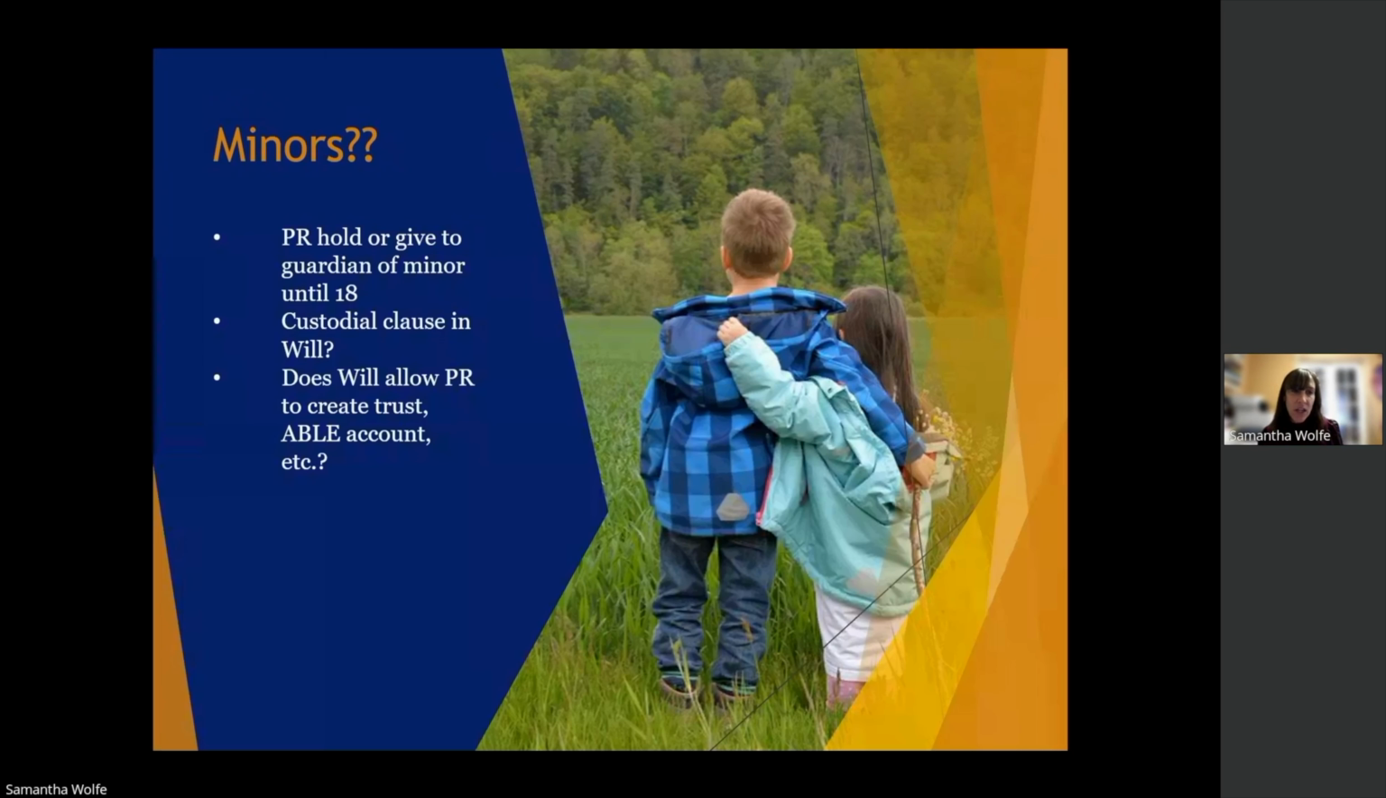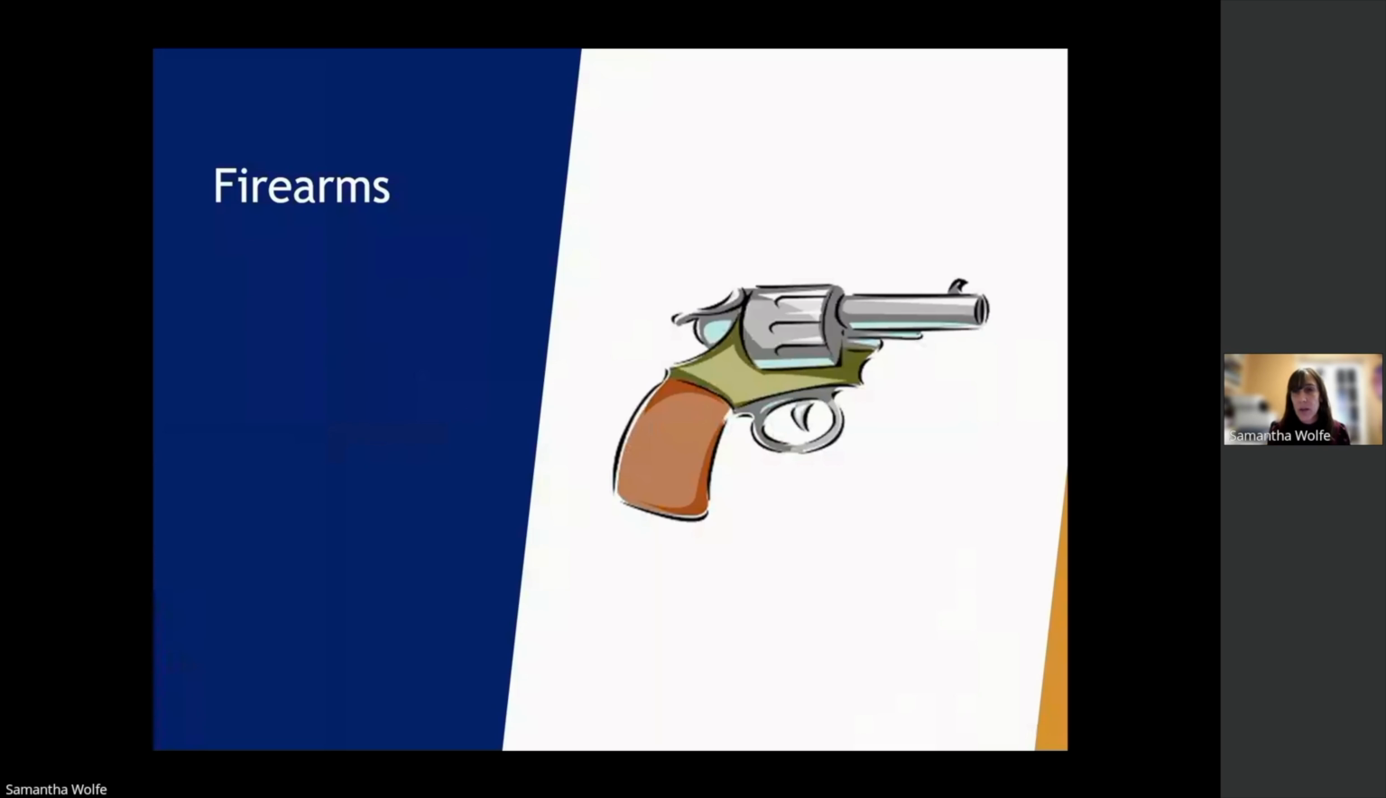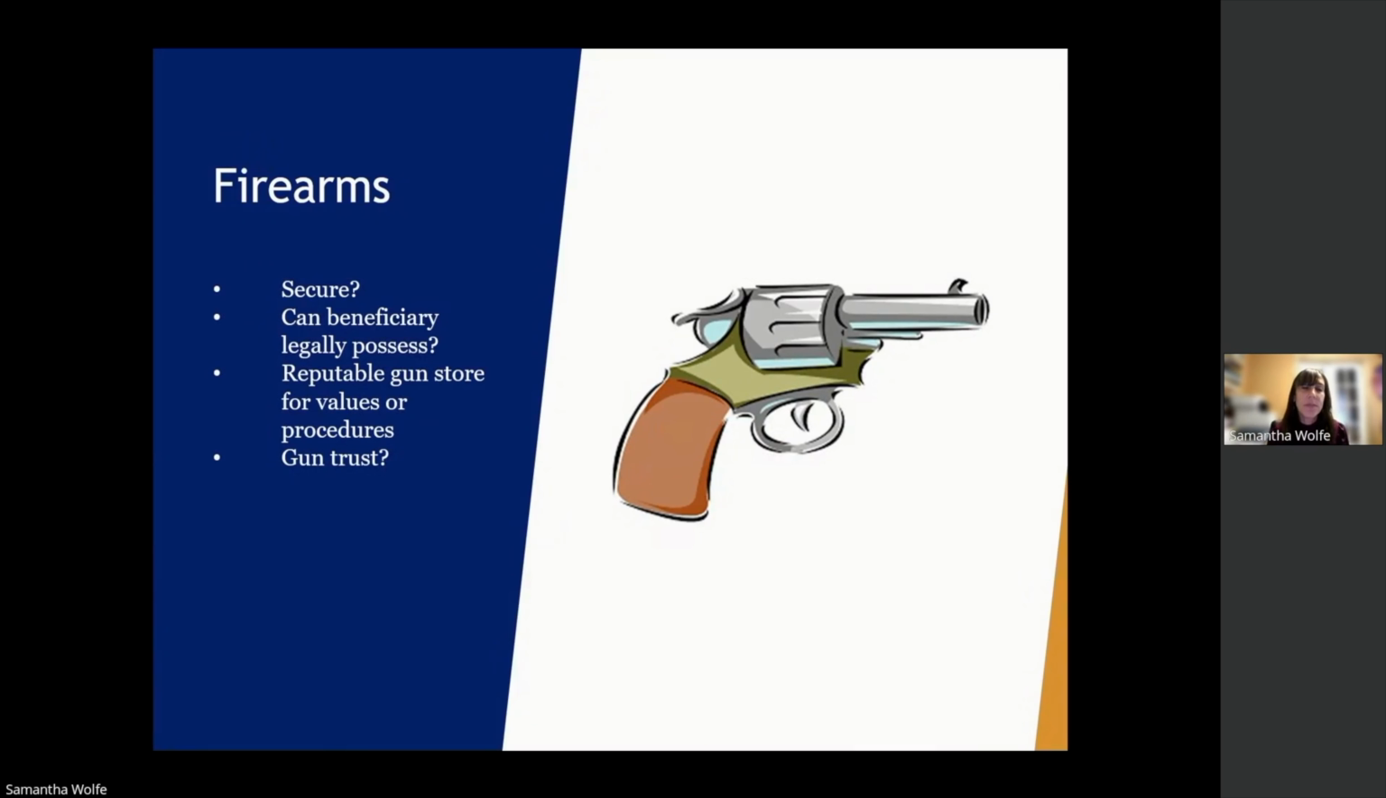Now, if there's a minor, the personal representative or the executor is going to have to hold or give to the guardian of the minor until they're 18. That's why it's so important to have a custodial clause in the will. Who is the custodian for anyone who's underage? So we want to make sure that the executor is following those provisions. The other thing we want to check is, does the will allow the executor, the personal representative, to create a trust, an ABLE account, any of those types of things that would help our beneficiaries?